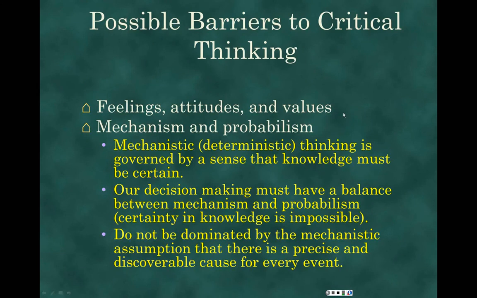Possible barriers to critical thinking can be your feelings, your attitudes, your values. Also, mechanistic or deterministic thinking is governed by a sense that your knowledge must be certain. Our decision-making must have a balance between this and probability. Certainty in knowledge is impossible. Do not be dominated by a mechanistic assumption that there is a precise and discoverable cause for every event.